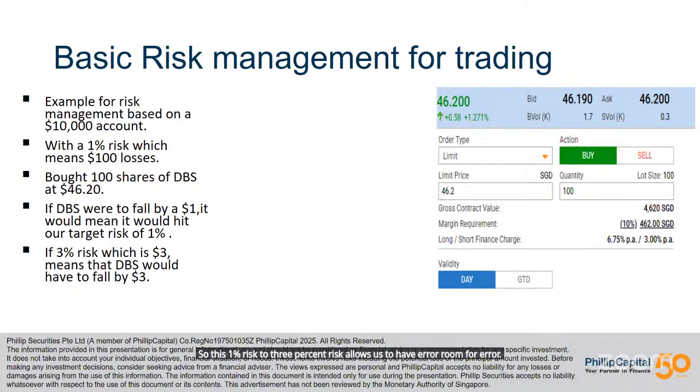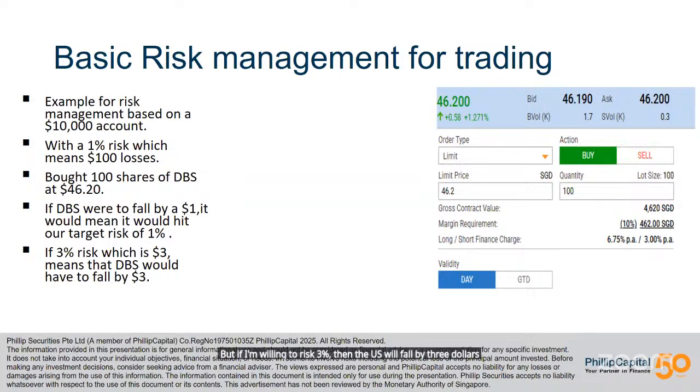But of course, we want to reduce it, but trading is a bit tricky. So even then, we must still apply basic risk management. With a 1% risk, which is about $100 loss for a 10K account, for DBS we want to buy 100 shares at 46.20. So if DBS were to fall by $1, it would hit our target risk of 1%. But if I'm willing to risk 3%, then DBS will fall by $3.